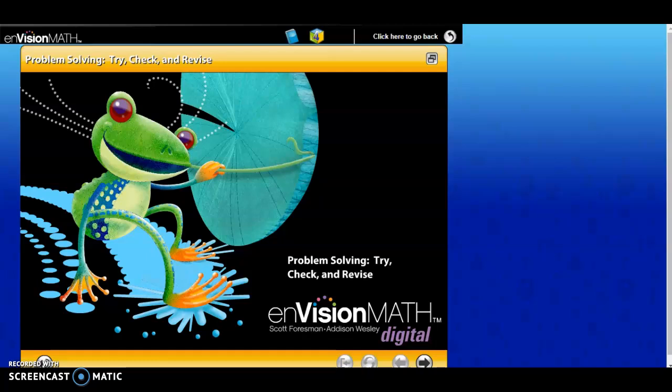We are going to do our last part, our last magazine for topic 14. So this is for 14.4. It's called Problem Solving: Try, Check, and Revise. Let's get started.